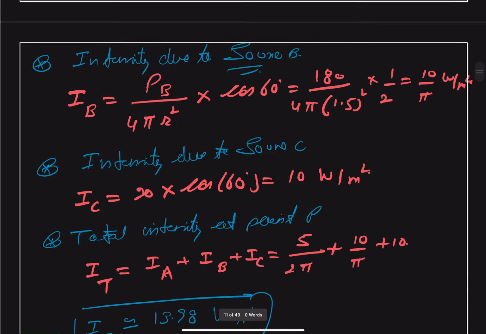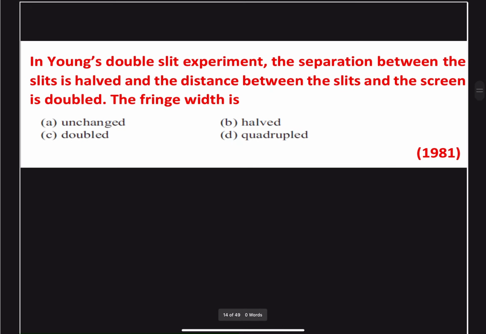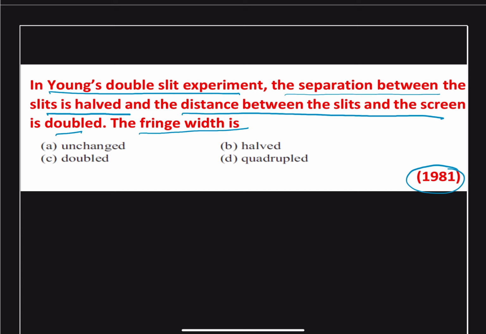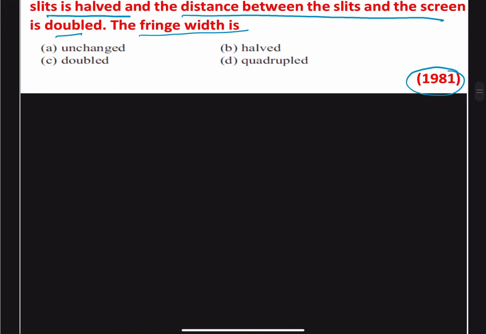Yes, so next question. It was asked in the year 1991, and it states that in Young's double slit experiment, the separation between the slits is halved and the distance between the slits and the screen is doubled. Then the fringe width is. Okay. So we know the basic formula of a fringe width. Fringe width is represented as beta. Beta is equal to lambda capital D divided by small d, where this capital D is the distance from the slits to the screen and small d is the separation between the slits.